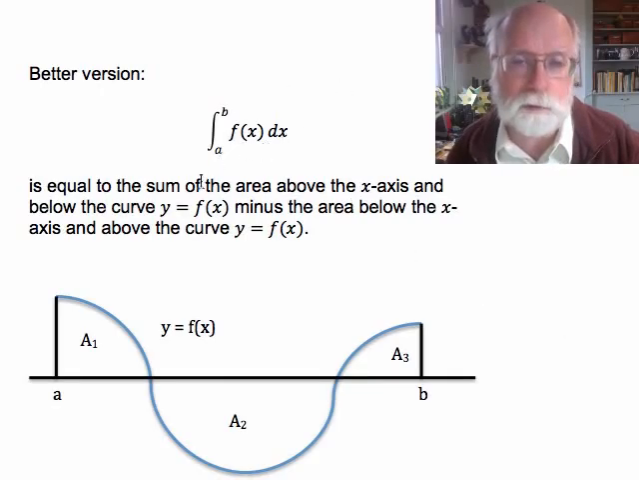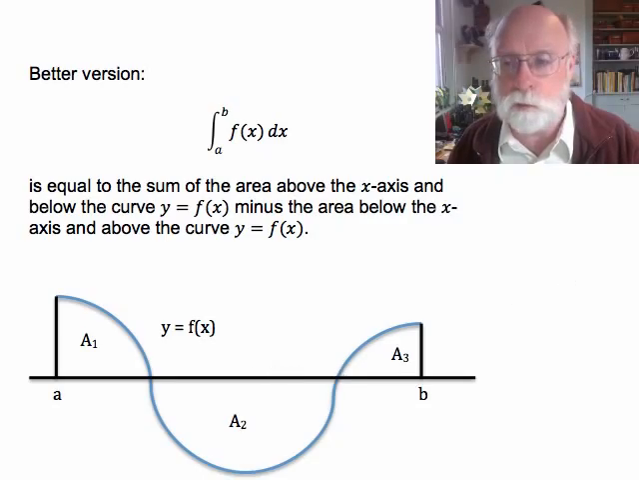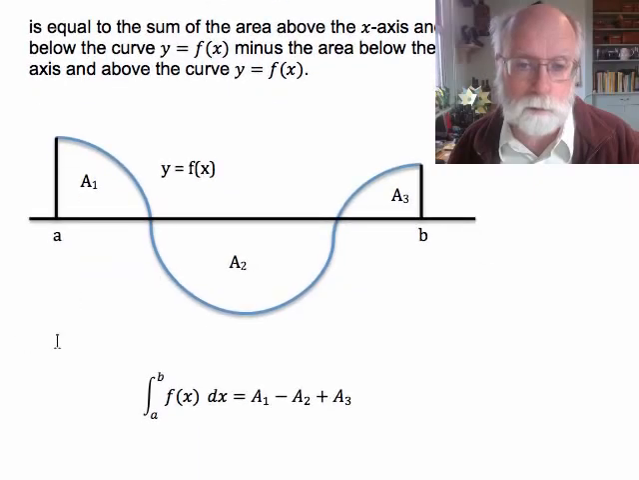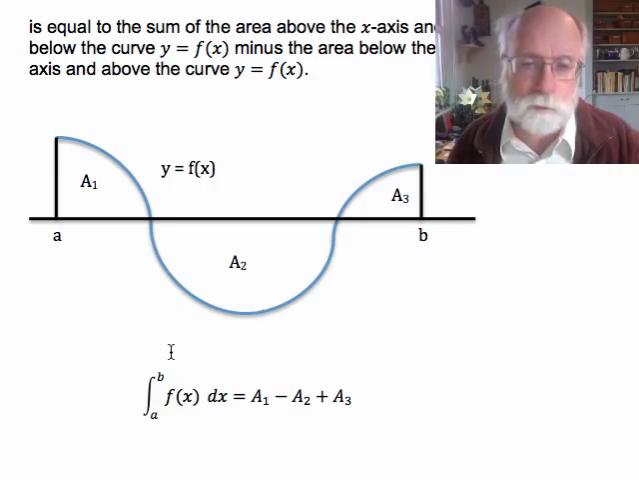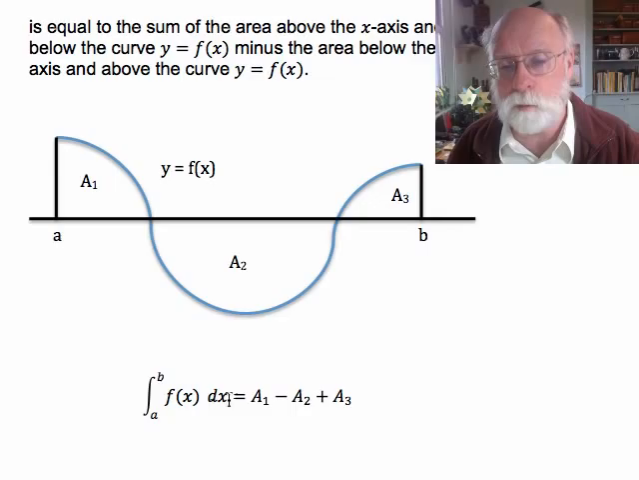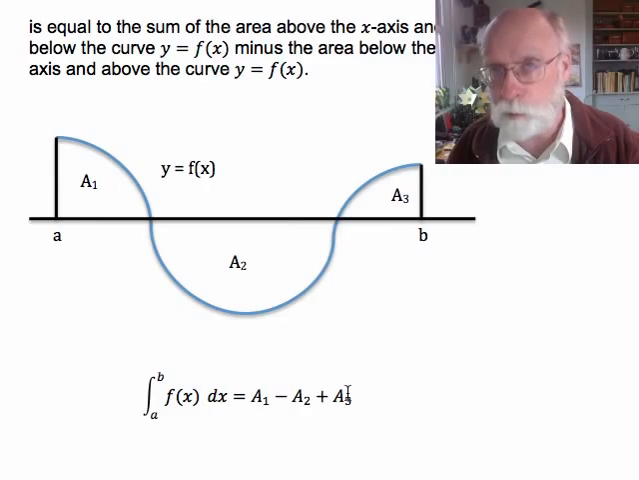So a better version is that the integral between a and b of f of x dx is equal to the sum of the area that's above the x-axis and below the curve of y equals f of x minus the area which is below the x-axis and above the curve of f of x. So the integral in our particular case here will be a1 minus a2 plus a3. So if we start with the integral and want to interpret that integral as areas, this is what we have to do. We have to add the areas above the axis and subtract the areas below the axis, and that gives us the value of that integral.